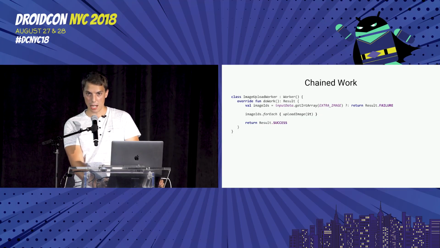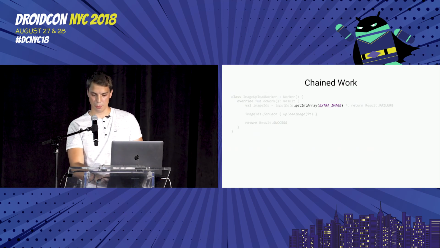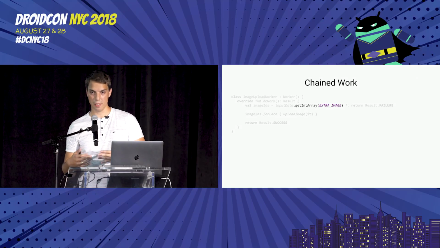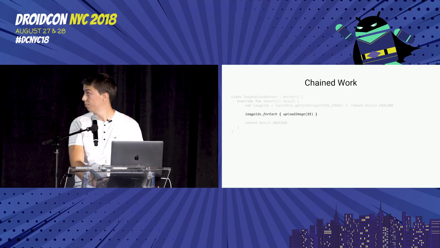Then I have my second upload worker, which should upload all those images. And here I get the output from my previous jobs as an input. And since I had multiple worker items to compress those images, I actually get an array. And then for the array, I just do my work and upload all those images.